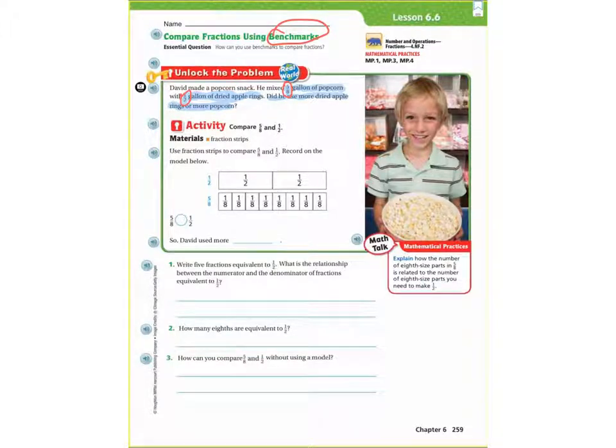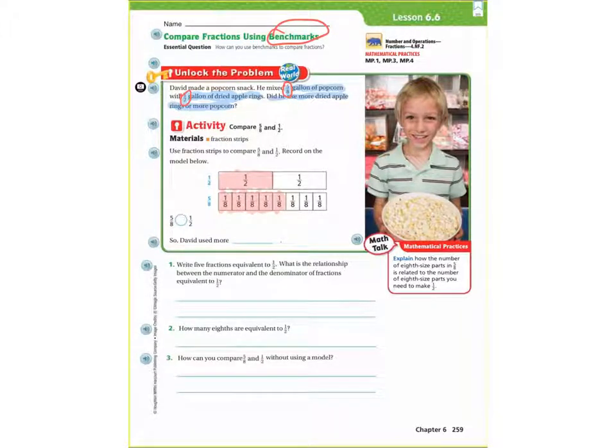So let's start off. We're going to use the fraction strips and we're going to compare 5/8 and 1/2. So let's color in, and I'm going to use red, 1/2. I'm not going to color in everything. There's 1/2, and now we color in 5/8. So count with me: 1, 2, 3, 4, 5.